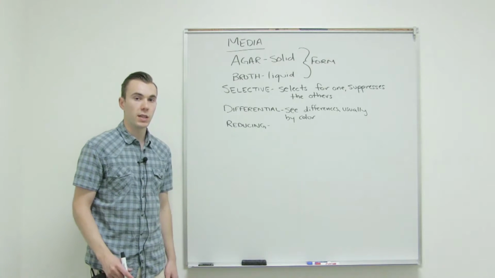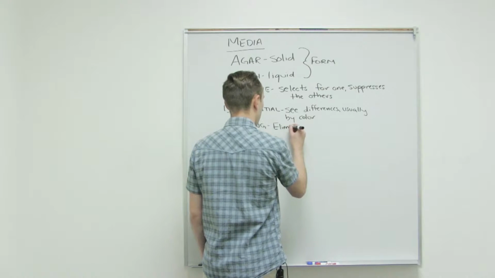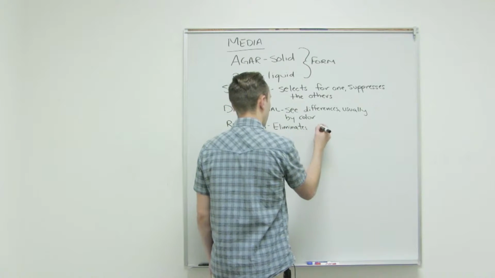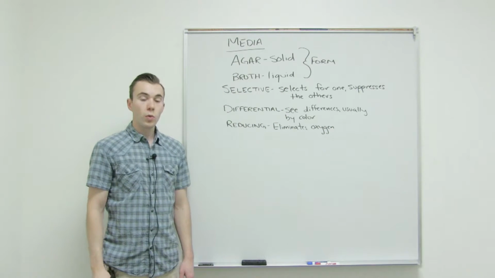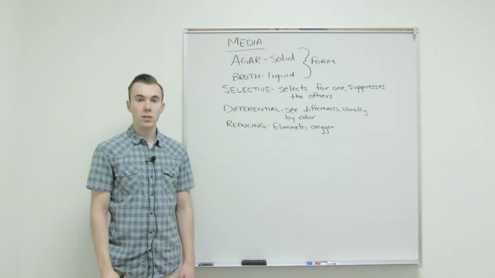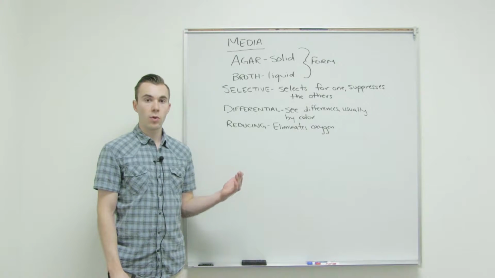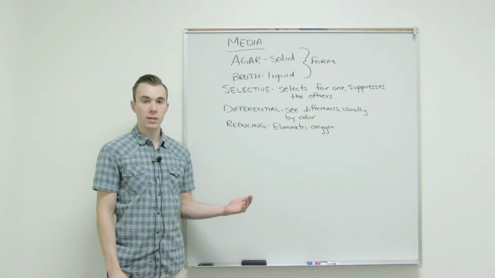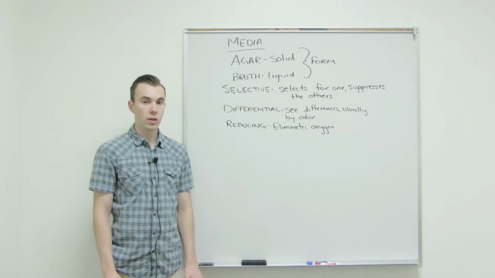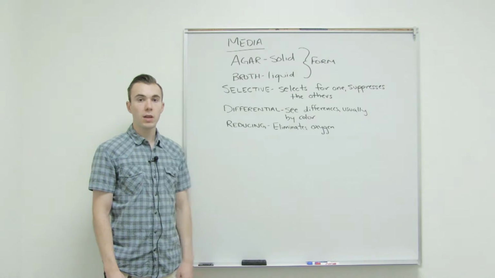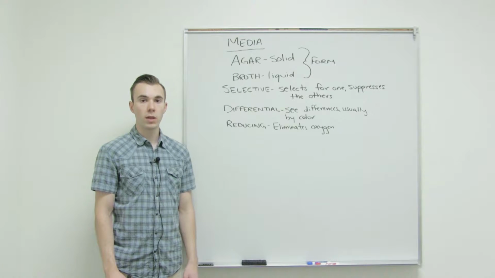The last one is reducing, and this eliminates oxygen. The reason why it's really beneficial to eliminate oxygen is because oxygen is going to be necessary for aerobes or aerobic organisms, but if we have an obligate anaerobe, we cannot have any oxygen. So therefore, we need a reducing media, because if we just used a regular medium, we would not be able to grow the obligate anaerobe.